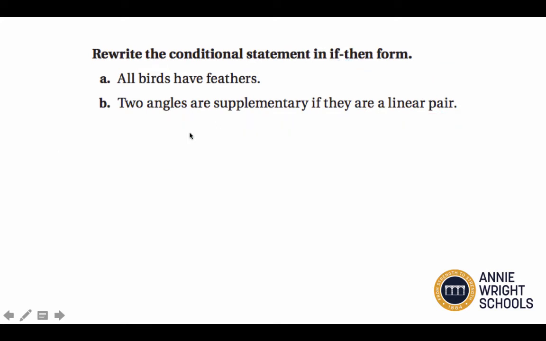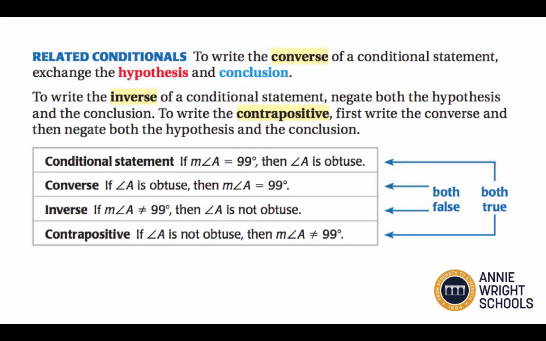We want to be able to identify the if-then parts of conditionals because conditional statements have different forms. So we have a conditional statement. We can write the converse by flipping the hypothesis and conclusion. We can write the inverse by negating the hypothesis and conclusion. Or my favorite, we can do the contrapositive, which is we write the converse and then we negate them.